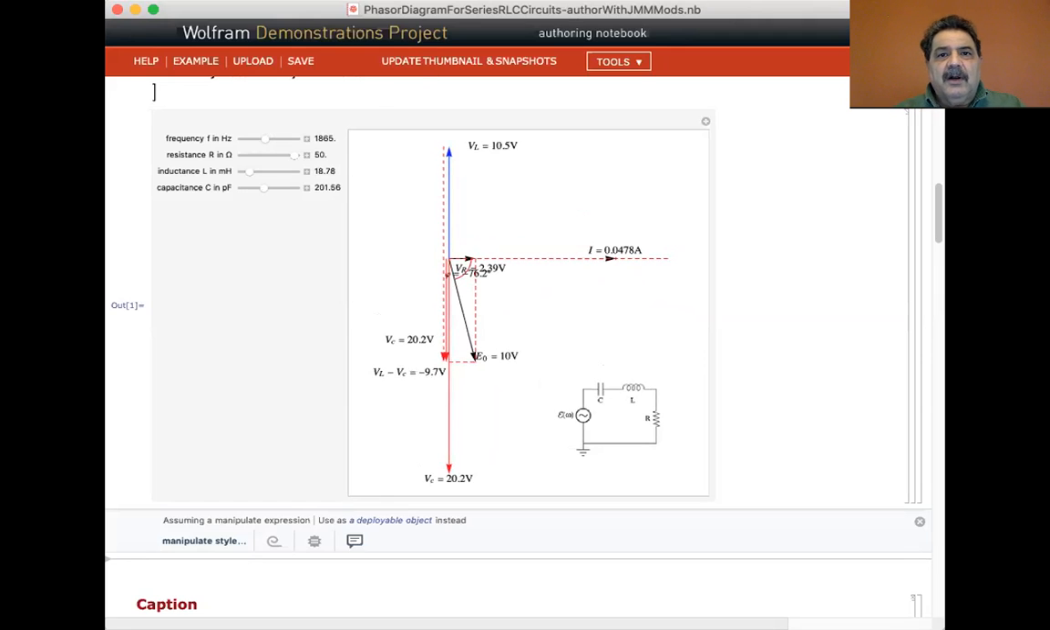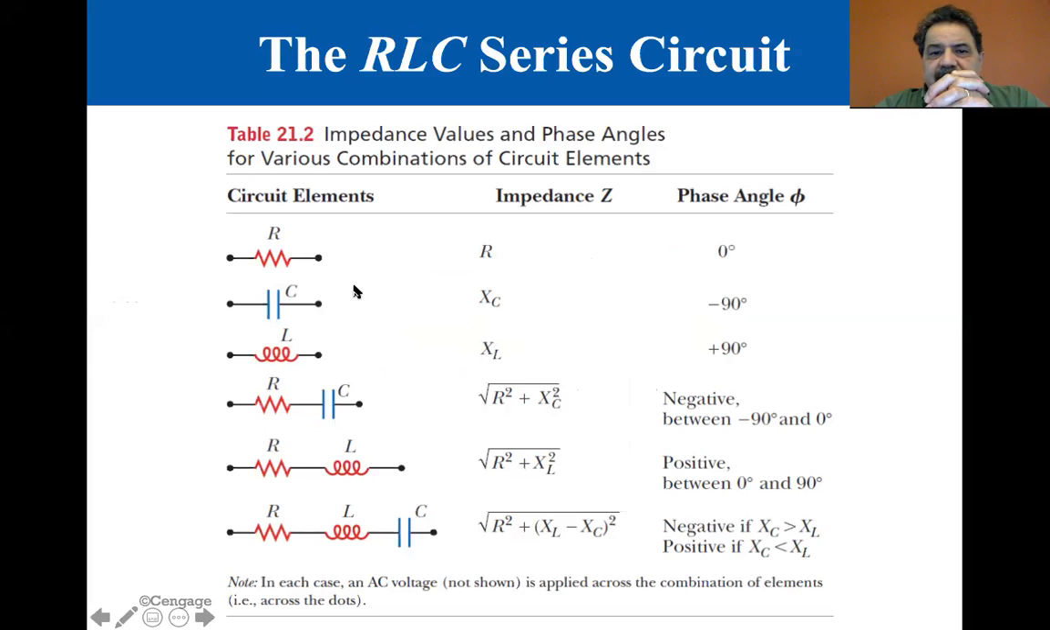Okay, let's go back to our PowerPoint. Okay, so these are the components: your R, your C, and your L. For R, there's 0 phase angle, 0 degrees. X sub C has a minus 90 degree phase angle. X sub L has a plus 90 degree phase angle. Now, when you have an R and a C, it's the square root of R squared plus X sub C squared. The phase angle is negative, between minus 90 and 0.